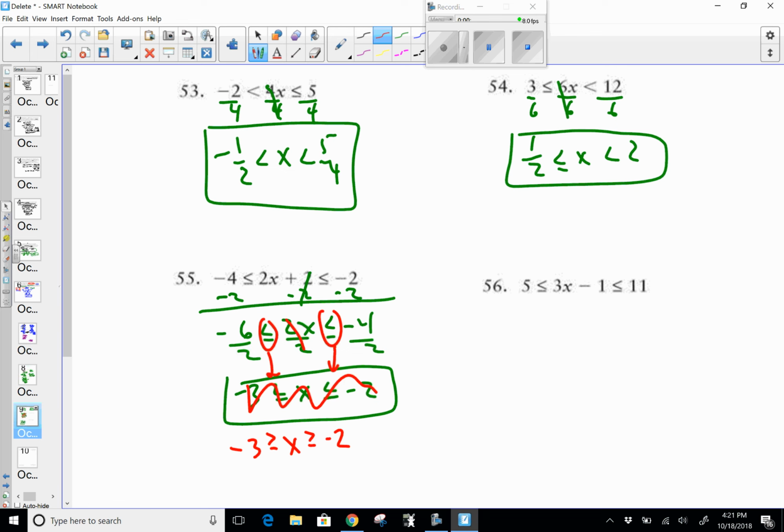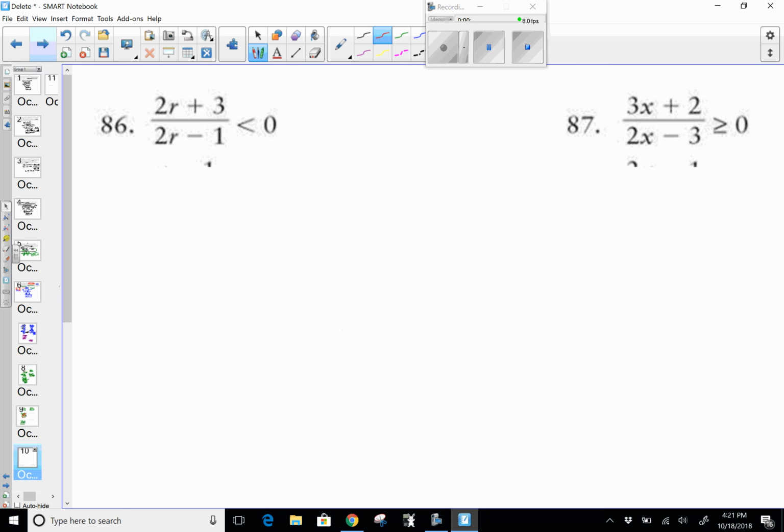Okay. Now we're going to go to the last one. So, no, the second to last. Okay. So the questions like this, right? So you have a fraction less than or whatever 0. So you want to always set it equal to 0. So since this is already set less than or greater than 0, we can just go ahead and get started.